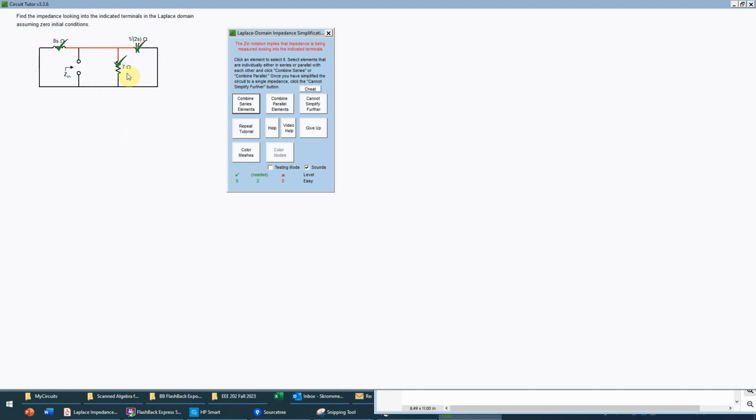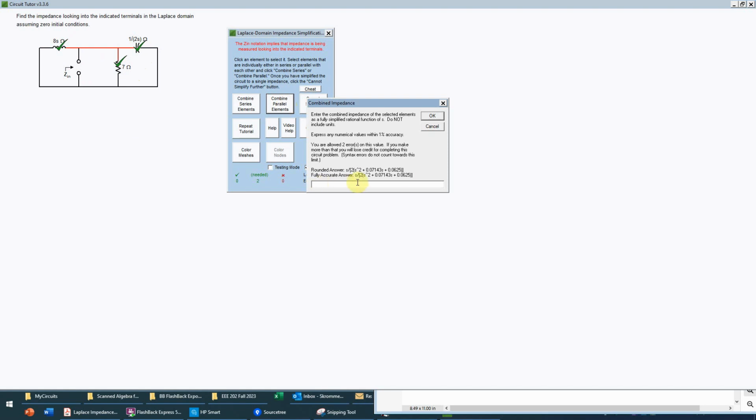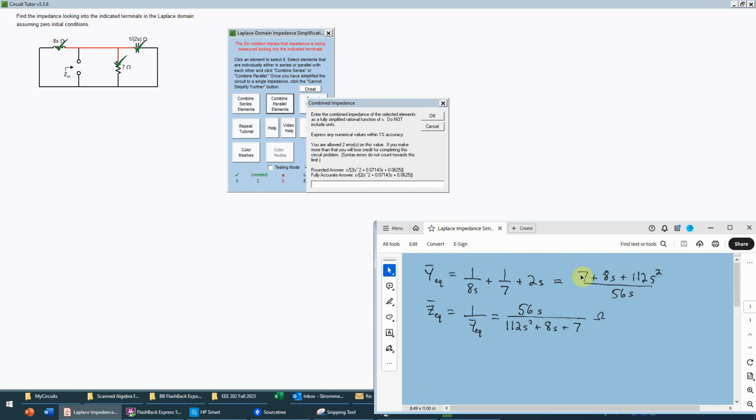We could combine two at a time if you like, maybe use the product over sum formula, something like that. I'm just going to do all three at once, which I think might be the easiest way to do it. So we have to combine those now. I'll click on the Combine Parallel Elements button, and it's going to ask me to put in the answer. Now, of course, you won't have any cheating advice there. So what I'm going to do is go ahead and compute that algebraically here.